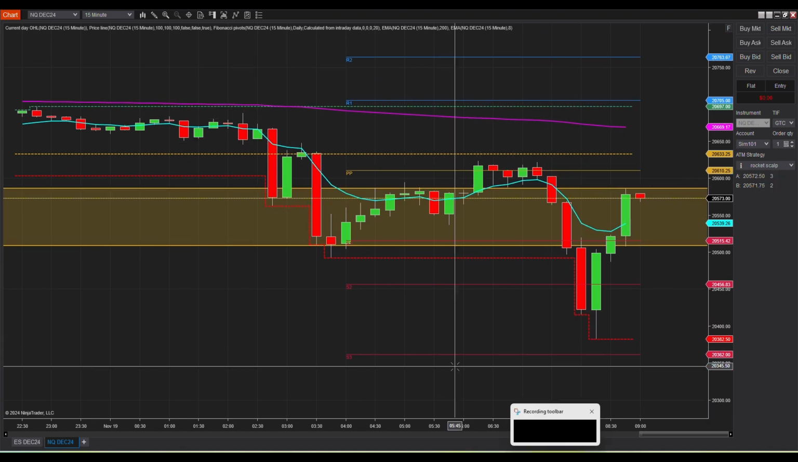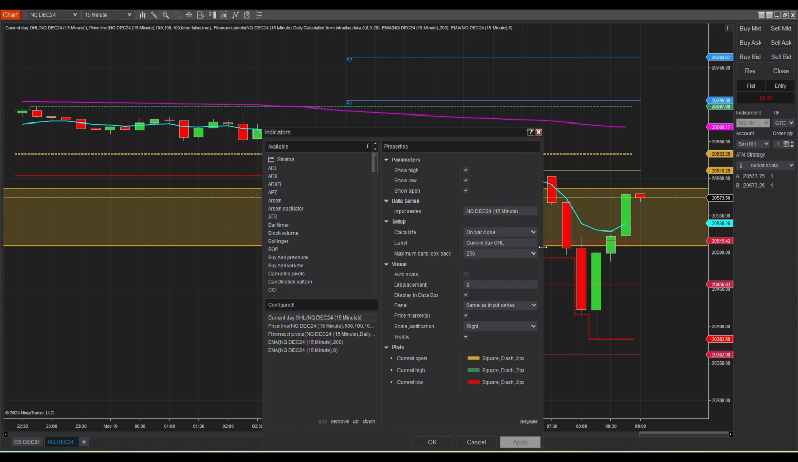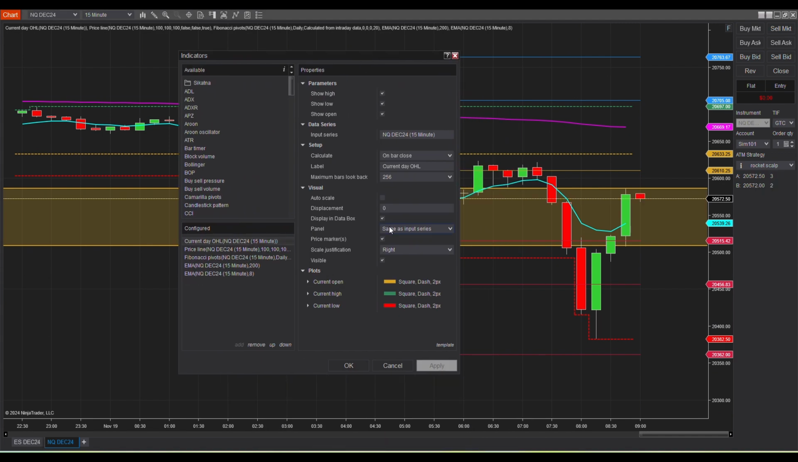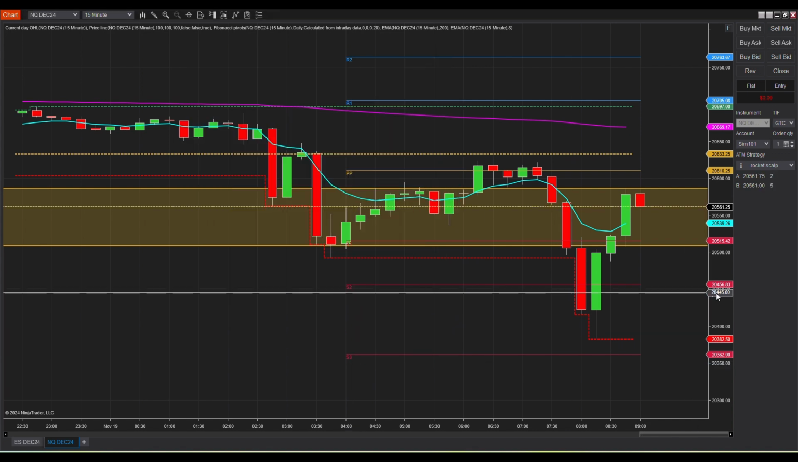Just to go over what I have on the chart. Indicators, so that way you know you can set it up the way I have it here. It's up to you. Current day open, high, low. I've got the price line, which is this line here. I like to see the price. The Fibonacci pivots, got the supports and the resistance. I've got a couple of EMAs. Since I'm scalping, I've got the 200 up here and the 8 exponential moving average. And you could use the 8, the 9, the 10. They're all about the same.